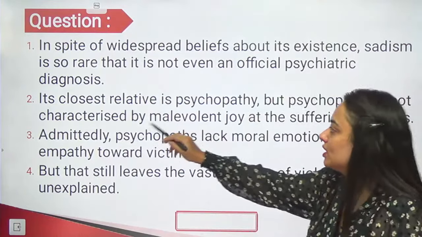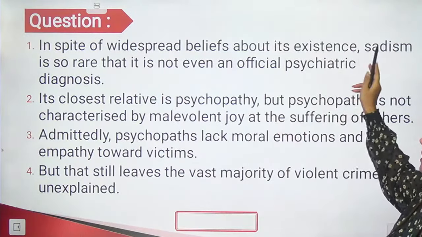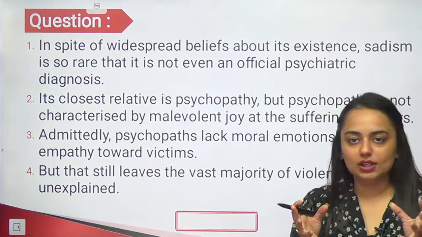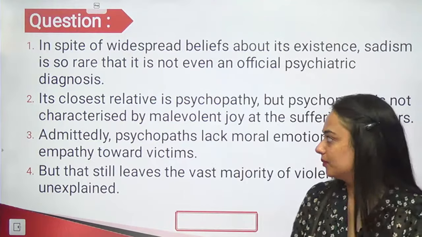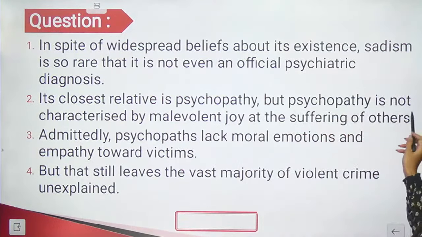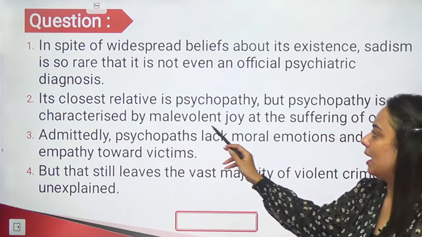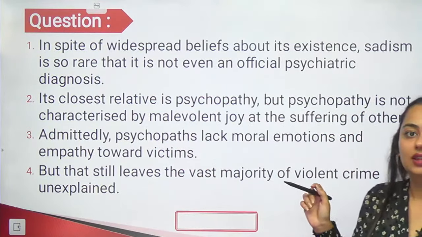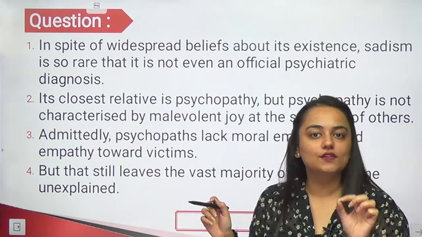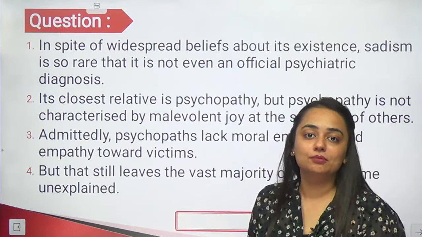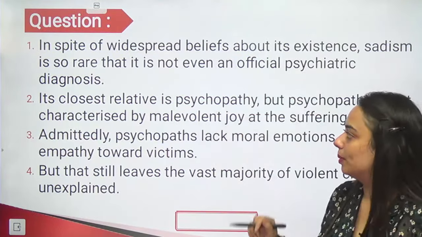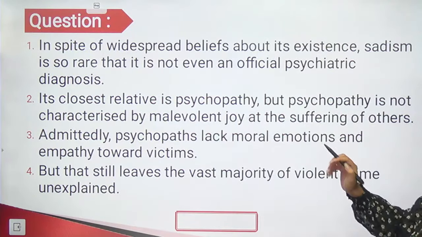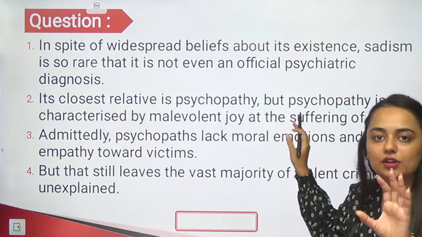So its closest relative is psychopathy. Sadism is the main subject. Psychopathy is something that we are comparing with sadism. But psychopathy is not characterized by malevolent joy. Now you see, even if you don't know the meaning of sadism, they've already given you the meaning. First of all, they talked about sadism, they compared it to psychopathy, and contrastingly, they are also stating that there is some difference between the two.